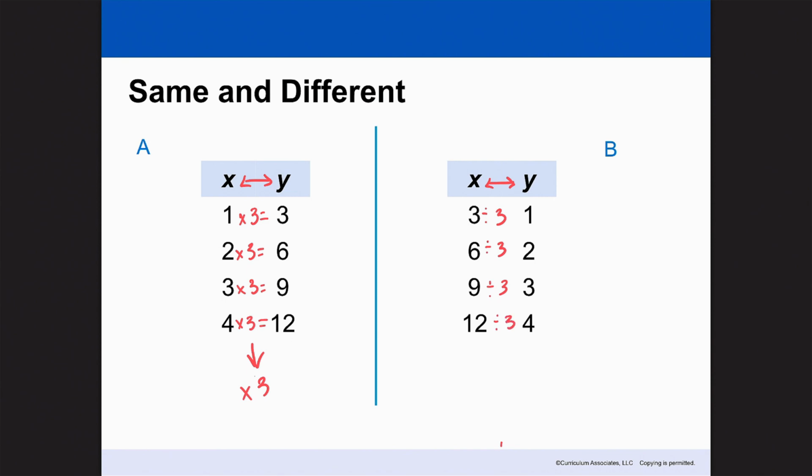So if I did 3 divided by 3, I would get 1. 6 divided by 3, I would get 2, and so forth. So it would just keep going down. So what's happening down here, the pattern, is that it's being divided by 3. Now my next question for you to look at, are these ratio tables the same?